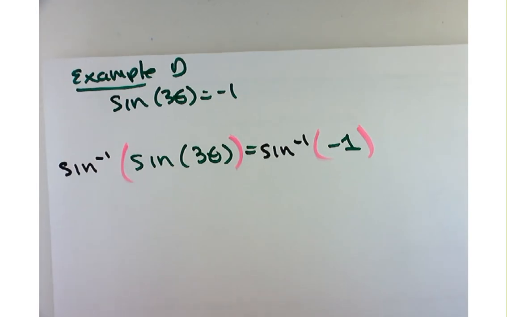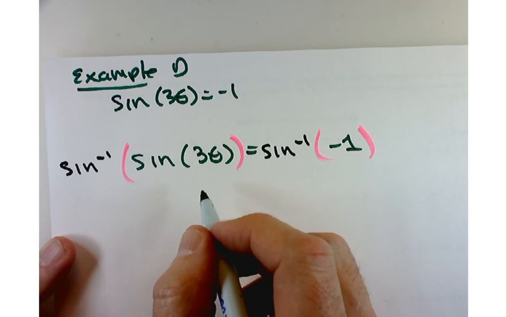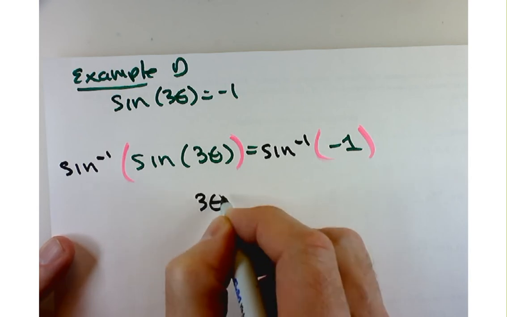And on the left-hand side, things cancel. Peter, what's left on the left-hand side when I finish canceling? Theta. Close. 3 theta, sorry. 3 theta, thank you.